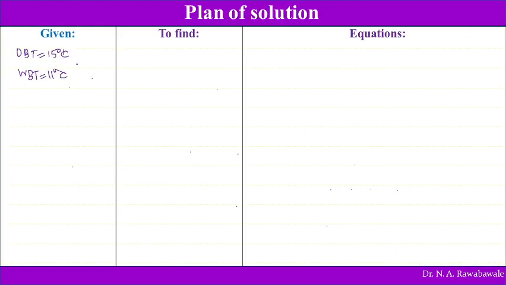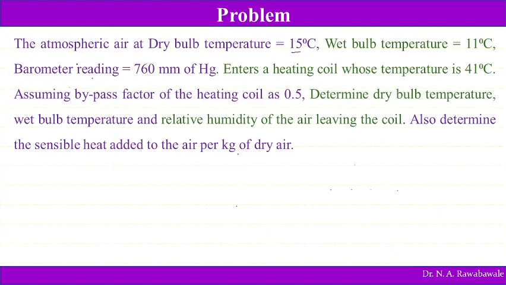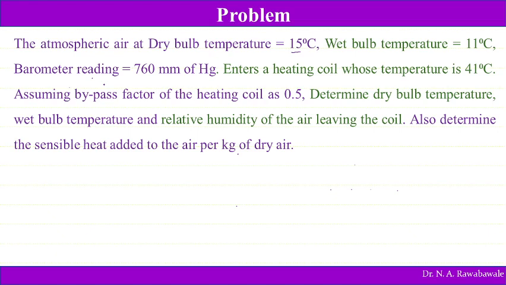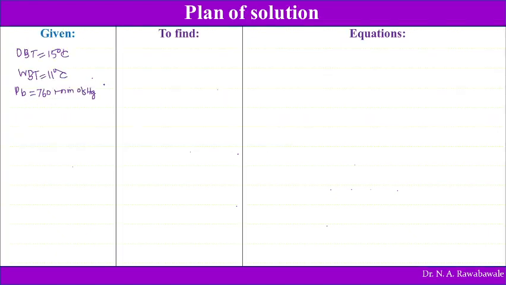And the atmospheric pressure, barometric reading PB, is 760 mm of Hg. Now assuming the bypass factor to be 0.5, the air enters a heating coil whose temperature, TD3, is 41 degrees Celsius.